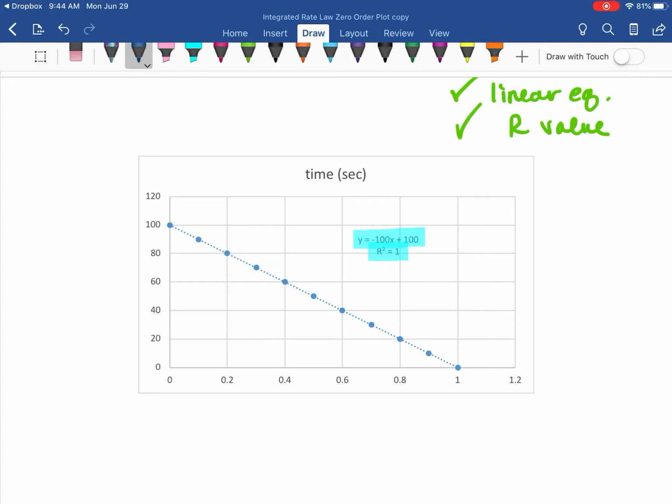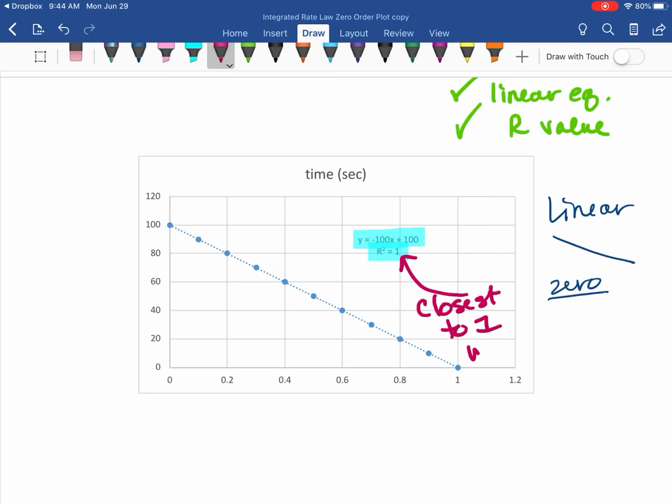Notice right away, this plot looks pretty linear. Our slope is negative. That's telling us so far this is zero order. We haven't had to manipulate our data. Our data is already giving us a linear equation. And how do you know if it's really linear? The closer to 1 wins. That's what that r squared value is for.